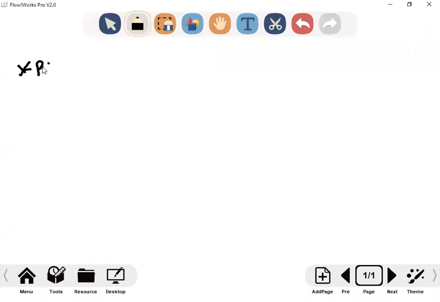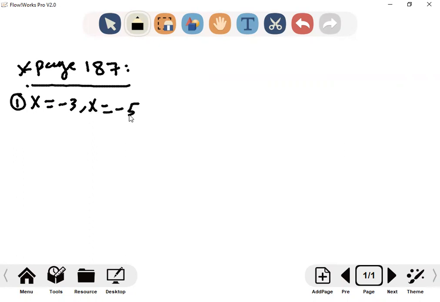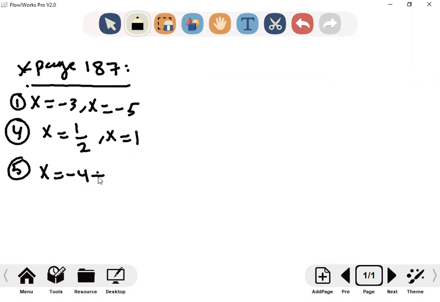Yalla. We are on page 187. Question 1: x equals -3, x equals -5. Number 4: x equals half, x equals 1. Number 5: x equals -4 plus square root of 11, and x equals -4 minus square root of 11, right?